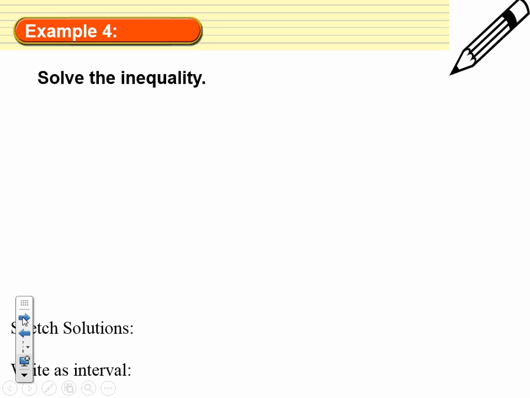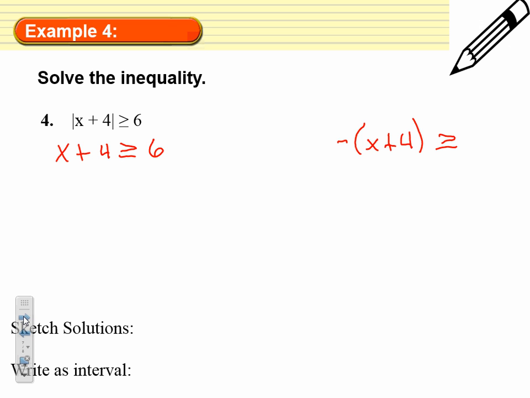All right, moving on to example number 4. We need to solve this inequality, so first thing we have to do is write it as two separate inequalities. So I have x plus 4 is greater than or equal to 6. The other one I have is negative x plus 4 is greater than or equal to 6. Now I'm going to go and solve both of these. So subtract 4. x is greater than or equal to 2.